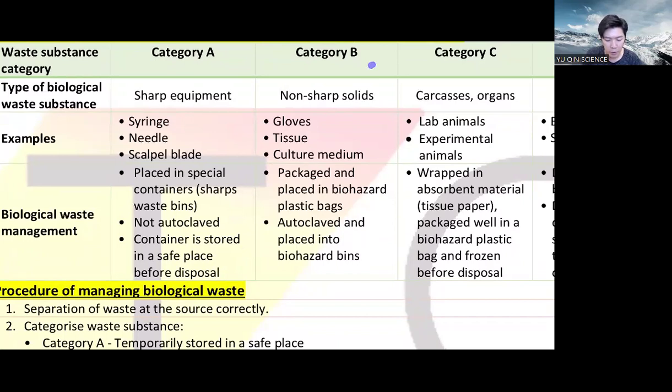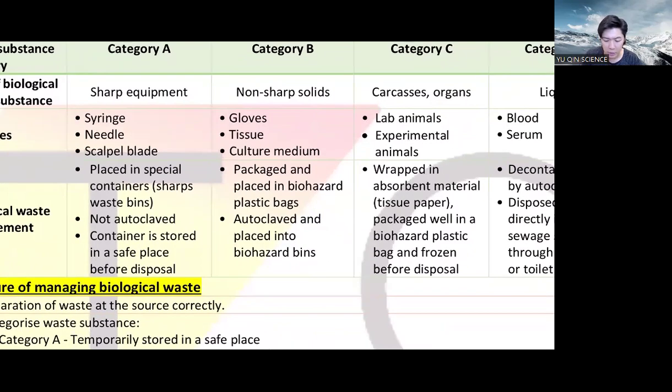B, non-sharp, we have to put in a special plastic bag, which is called a biohazard plastic bag, and then we have to autoclave, to kill germs. C, we will wrap it in tissue paper to absorb the blood, the fluid that comes out from the body of the animal. Then put it into a plastic bag and freeze it. If you don't freeze it, it will rot, it will spoil, so you want to freeze it.